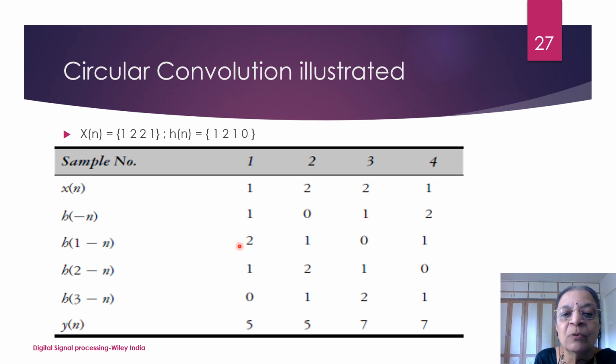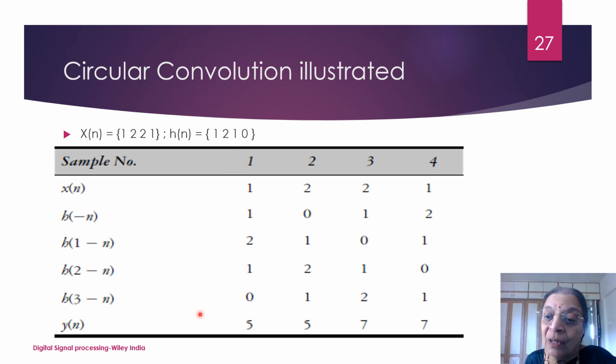Now again shift it towards the right, 2 comes here, 1 comes here, 0 comes here and 1 is circularly shifted to the 0th position. Again do sample by sample multiplication, 1 into 1, 1, 2 into 2, plus 4, 4 plus 1, 5, 5 plus 2, 7. So this is 7. Similarly, if I shift it once again and do sample by sample multiplication, I get 7. So here is a 4-point sequence, and here is a 4-point sequence. So the resulting sequence will also be 4-point.